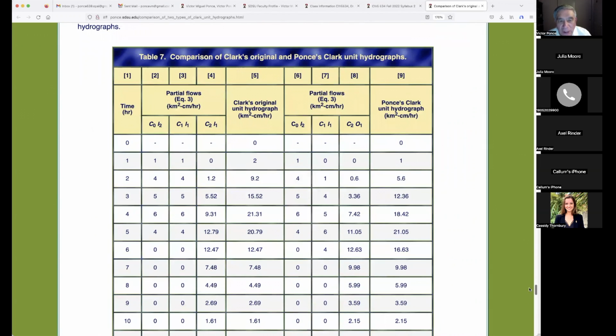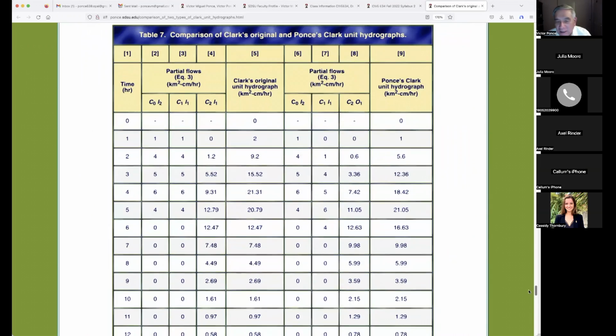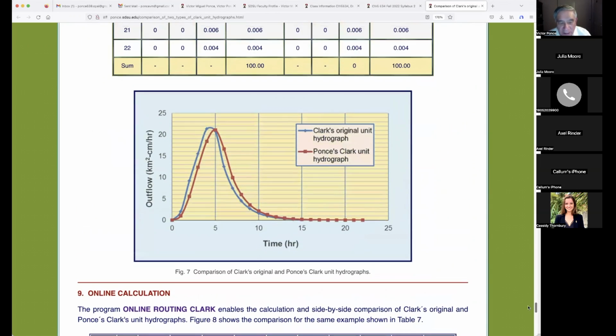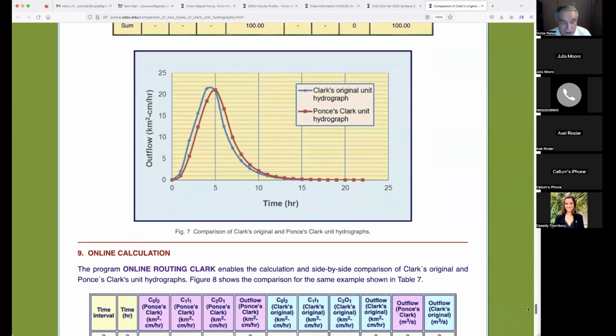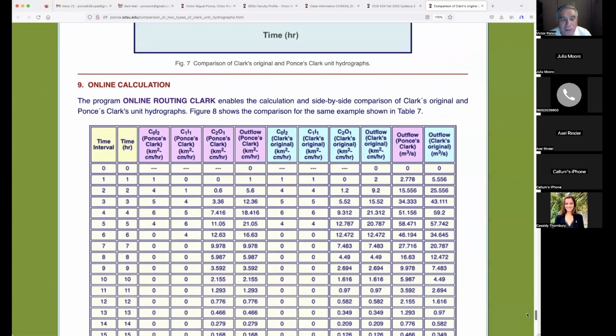So we have in here Clark and Ponce's side by side. And then we have the plots side by side. Good, very good. That's it. That's the answer to this question or problem or story. And then we generated the online Clark. It enables the calculation side-by-side comparison of Clark's original and Ponce unit hydrograph.